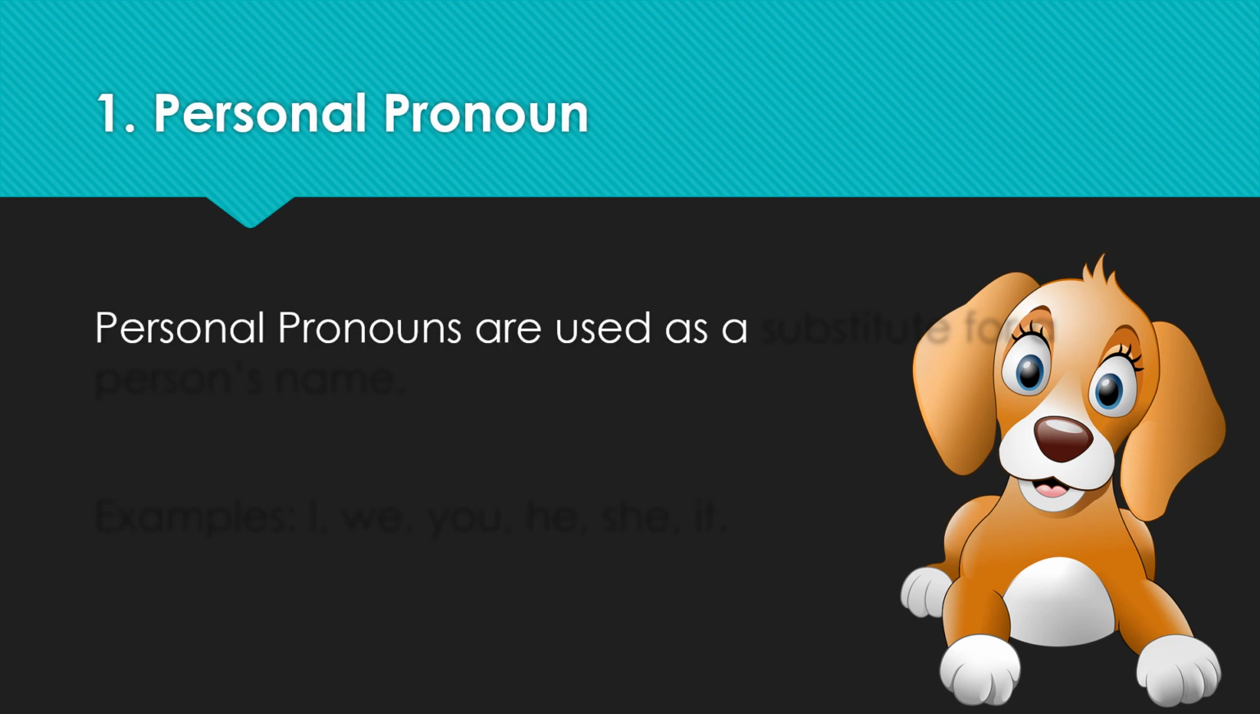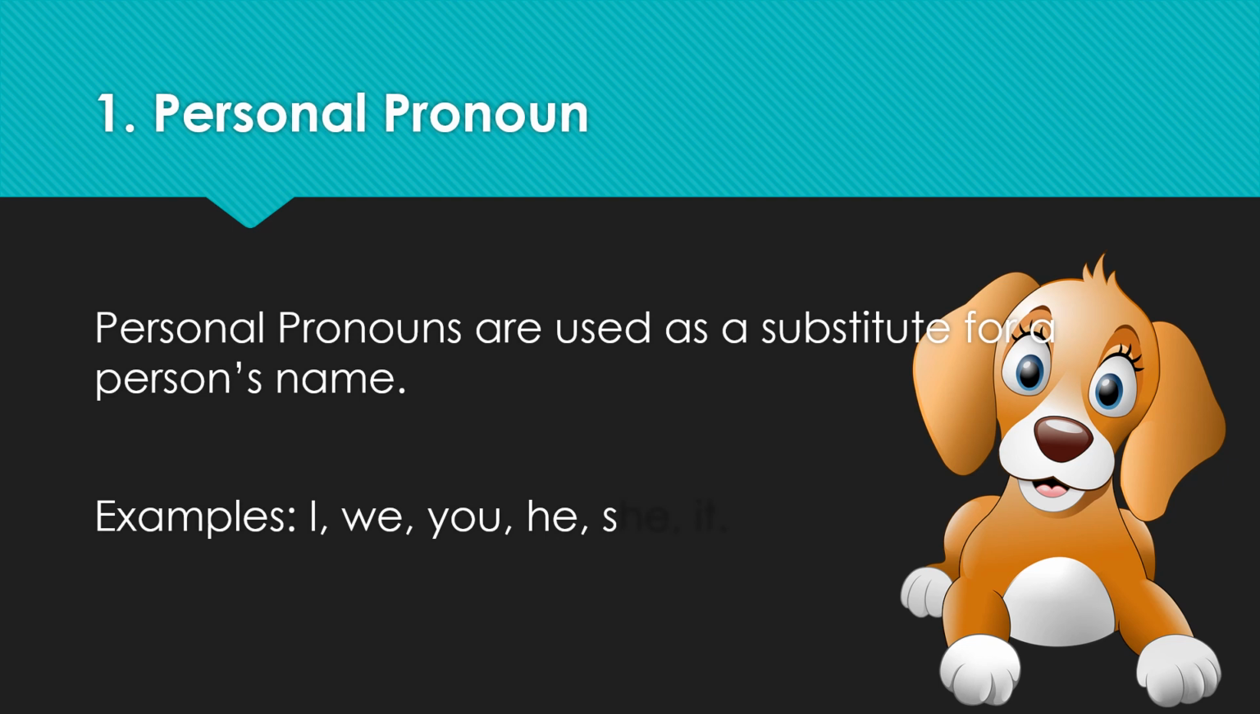Personal pronouns are used as a substitute for a person's name. Like in the name of Mrs. Kiran in the previous example we have seen. Mrs. Kiran is the name of a person. So to replace the name of a person, we use personal pronouns. Now it will be more clear to you after the examples. The examples are I, we, you, he, she, it. All these pronouns refer to some person's name.